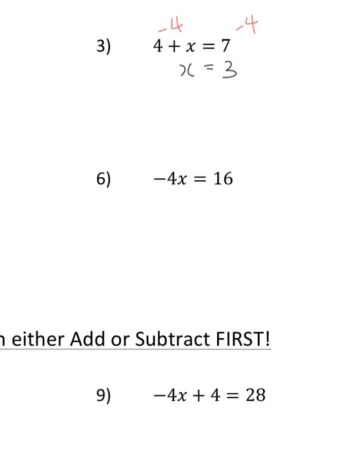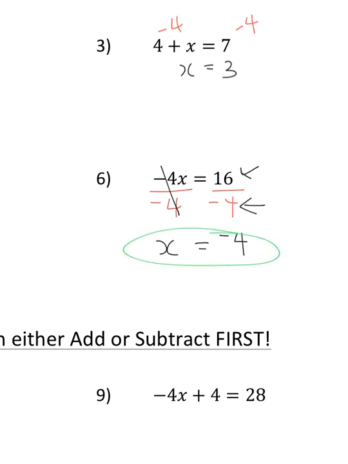Last one over here, same idea, one-step equation. So we're going to divide by the number in front of the x. So we're going to divide out by that negative 4. So if I do that on the left, I have to do that on the right. I'm left with just 1x, and this equals a negative 4 if you remember your integer rules. Positive 16 divided by negative 4 is going to give me my negative 4 here.